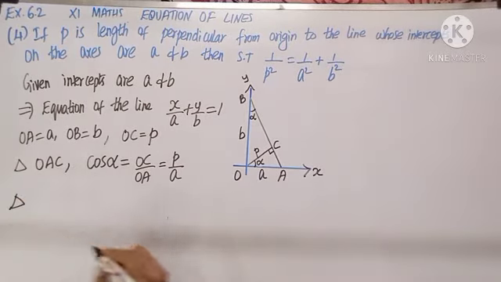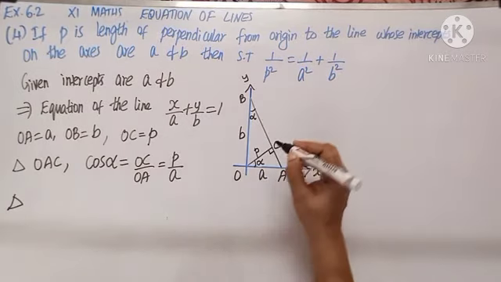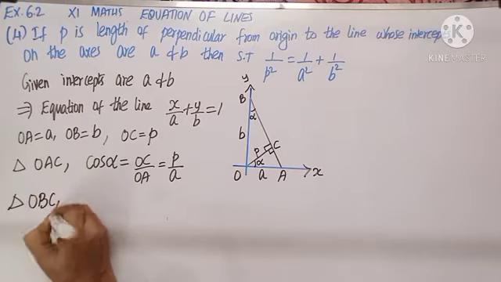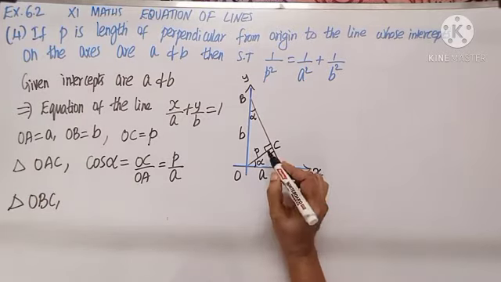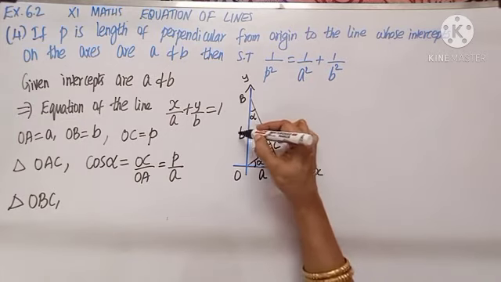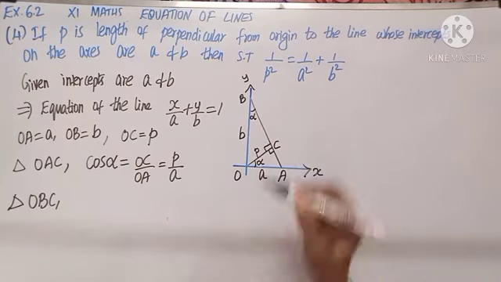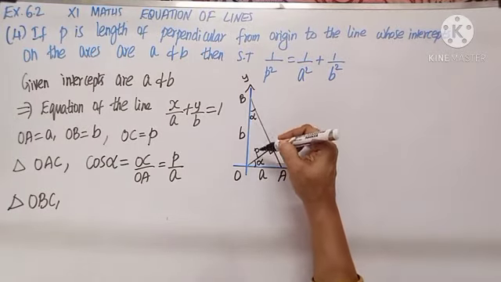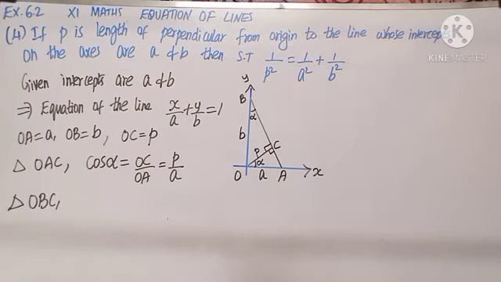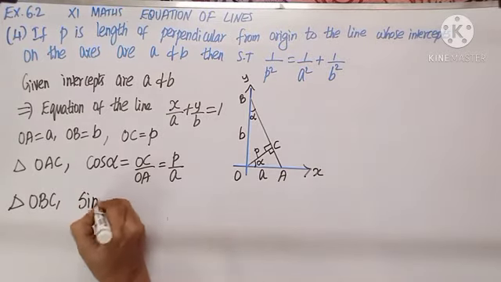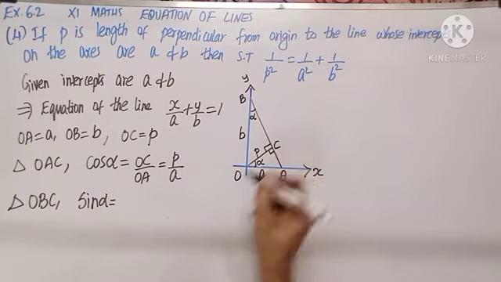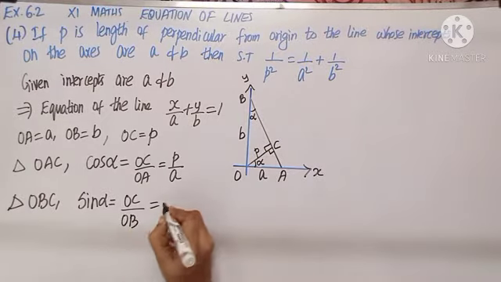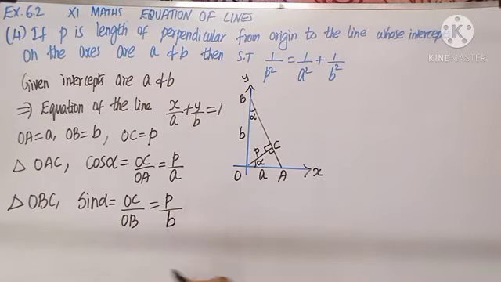What is the other triangle? OBC. Now this is also right angle triangle. So from triangle OBC, what all I know? This is right angle opposite. So this is hypotenuse. For the angle alpha, this is opposite side. So I know opposite and hypotenuse. So what I can write? Sine alpha. What is opposite side? It is OC by what is hypotenuse? It is OB, or I will say it is P by B.